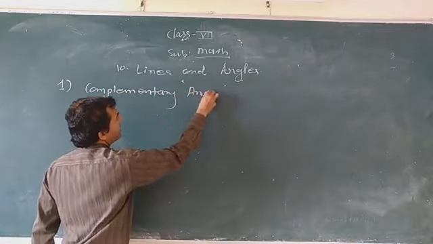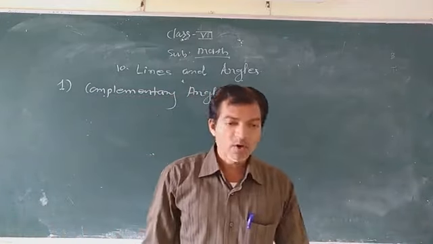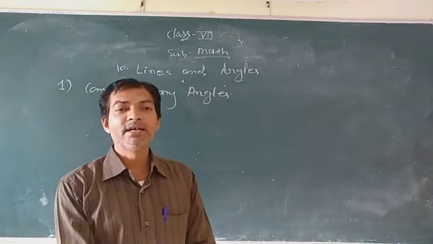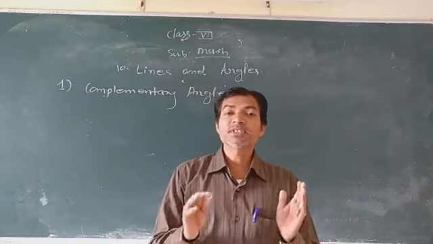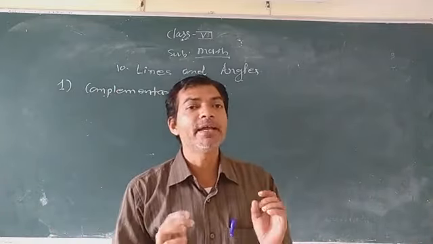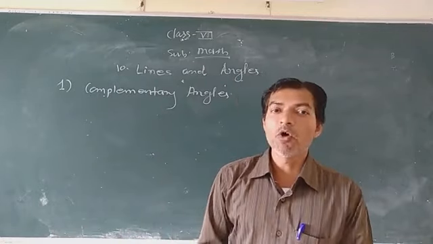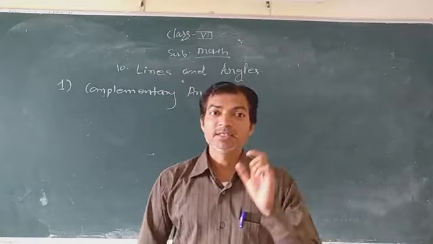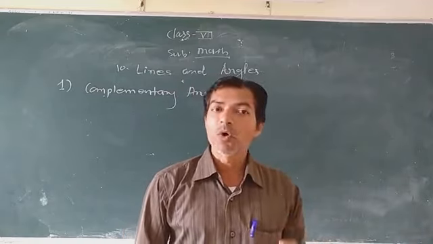Complementary angles. Complementary angles means what? Suppose the sum of any two angles is 90 degrees, then it is known as complementary angles. The sum of two angles is 90 degrees, it is known as complementary.